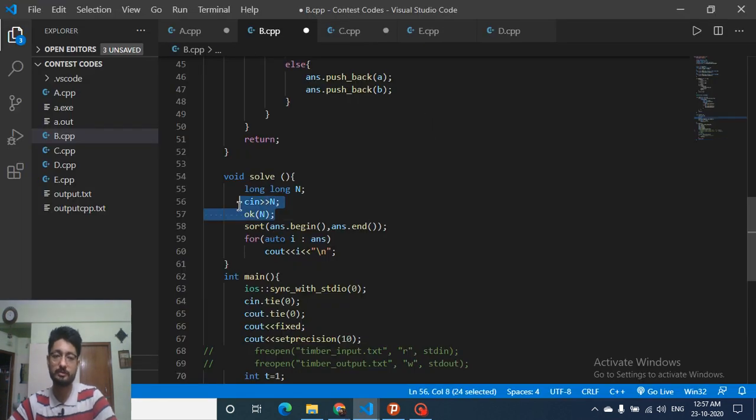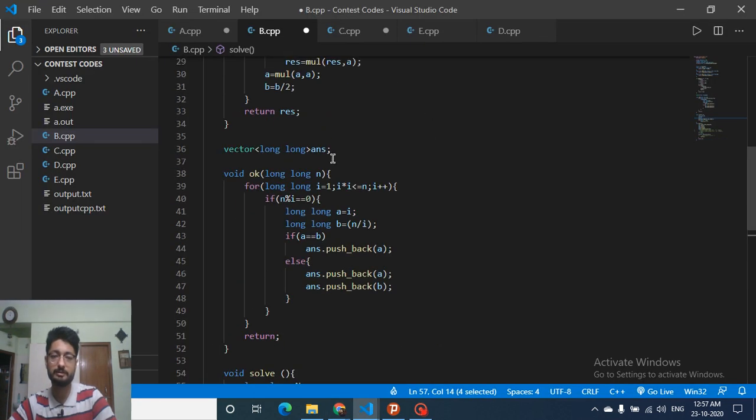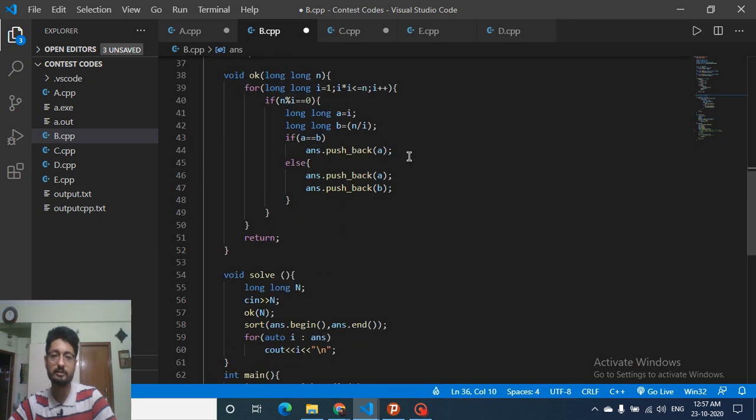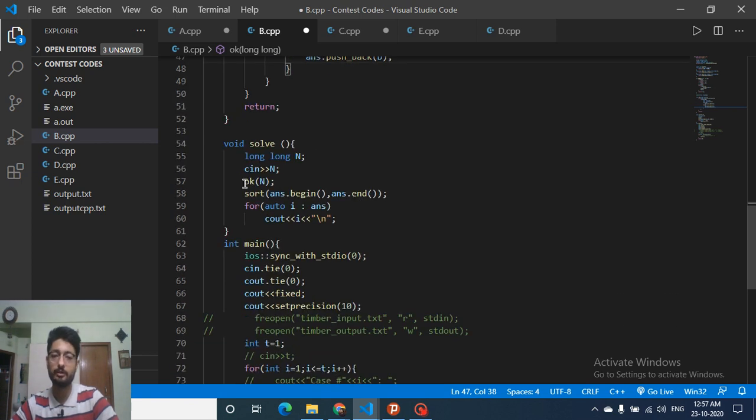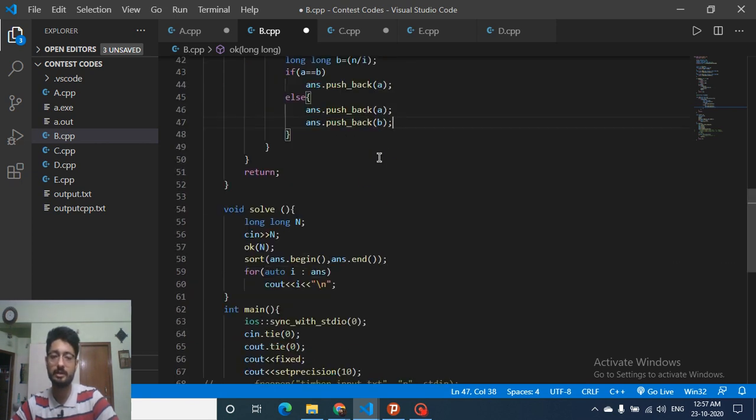So this is the OK function which will find all the factors and store them in this vector of answers. This function takes the input n and iterates from 1 while i squared is less than or equal to n. If i is a factor, then the first factor is i and the other is n divided by i. There can be a case that both of them are equal. If both are equal, you only count it once, so just push one of them. But if both are unequal, then push both. That's how you can find the factors of any number. Then you sort them: after storing the answer, you sort it and output it. So it's a very simple problem.